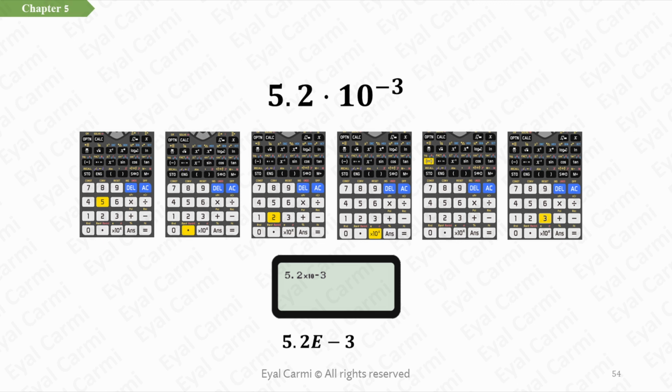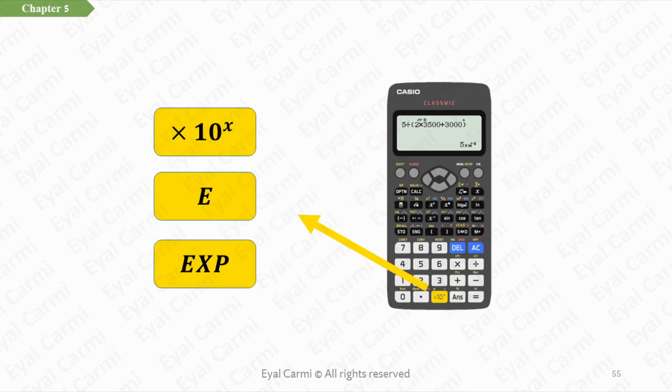Note that some calculators may display the result as 5.2 E minus 3. The calculator button that represents powers of 10 usually has one of the following symbols, depending on the model of the calculator. It could be times 10 to the power of x, or E, or exp.